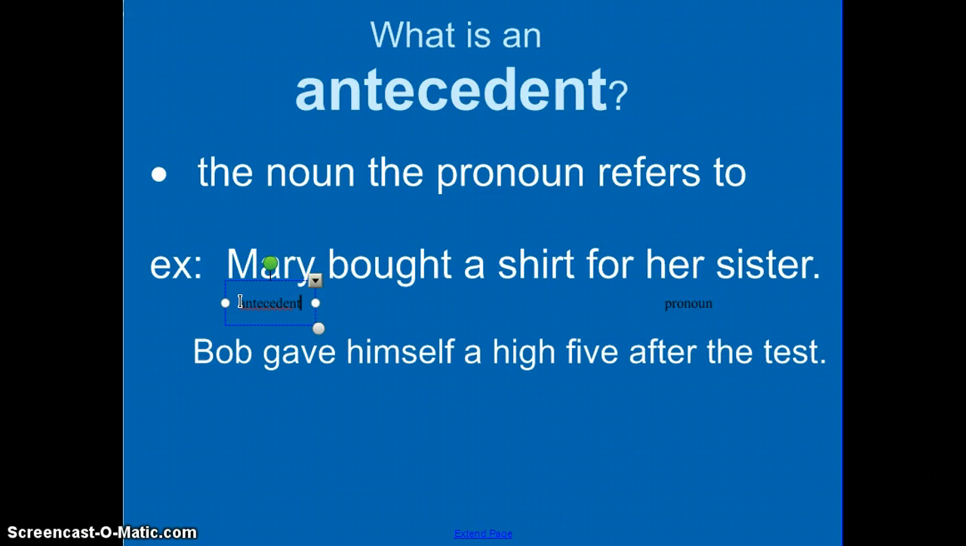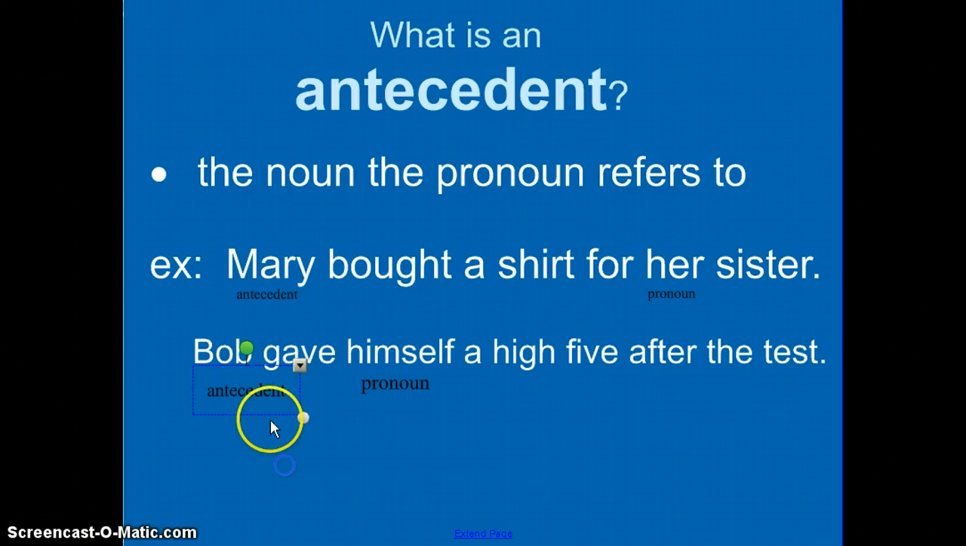And students in class were taking notes like this, so you on your paper should be copying all of this down on your paper as well. Bob gave himself a high five after the test. What's the pronoun? Well, it's himself. Who is himself? What's the noun that himself took the place of? It's Bob. So Bob is the antecedent.